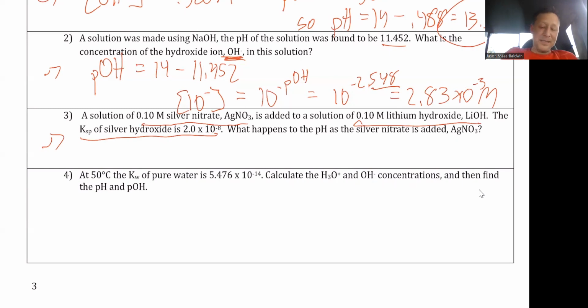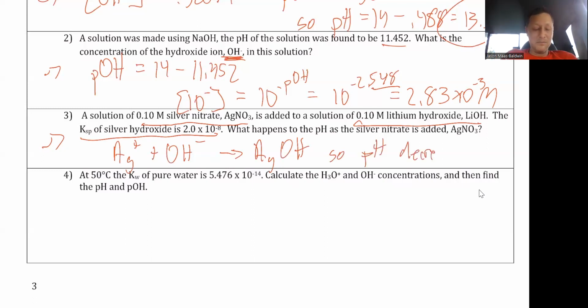Okay, think about this. As we add silver nitrate, silver is going to be combining with OH minus. And when that happens, the vast majority, because the Ksp is really small, is going to precipitate out. And so a lot of AgOH will form. And so there will be less OH minus in the solution. So that means the solution will become less basic or more acidic. So the pH decreases.